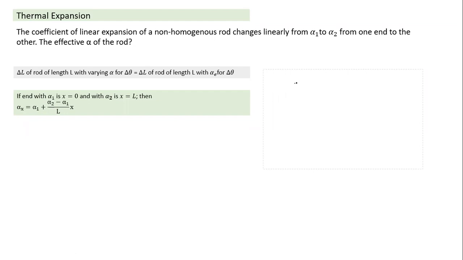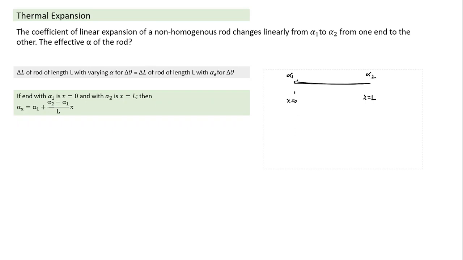So let's take a rod of length L, and we can call one point x is equal to 0, the other point x is equal to L, and here at this end the coefficient of linear expansion is alpha 1, and at this end it is alpha 2.